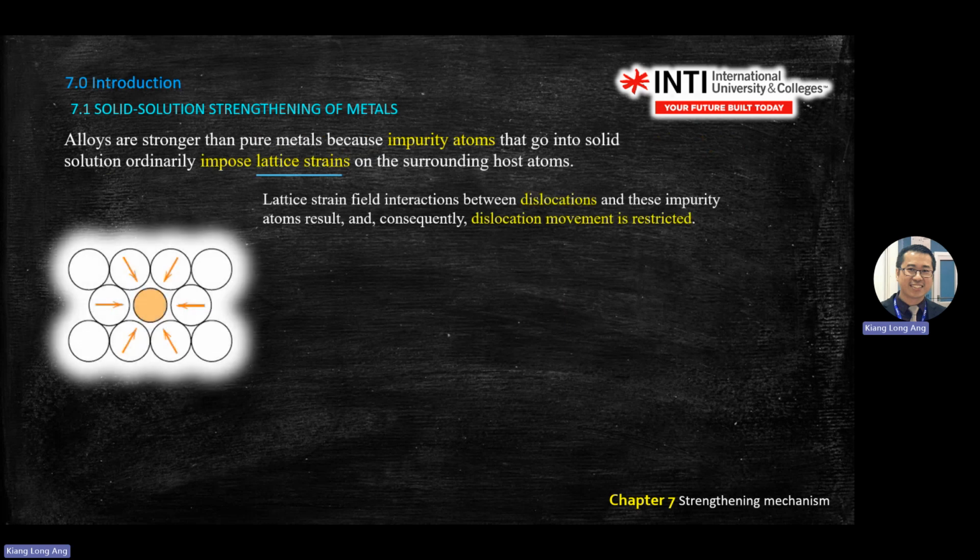This one is more into the microscopic dimension. You add impurity atoms inside the crystal structure. For example, if you add something that is smaller in size than the host or the solvent, when you have a force acting on the object, everything will squeeze in, the orange color arrow. We call it lattice strain. Again, what is lattice strain?